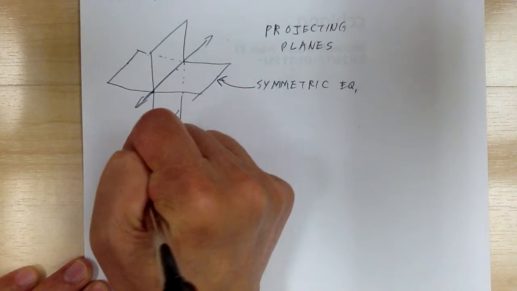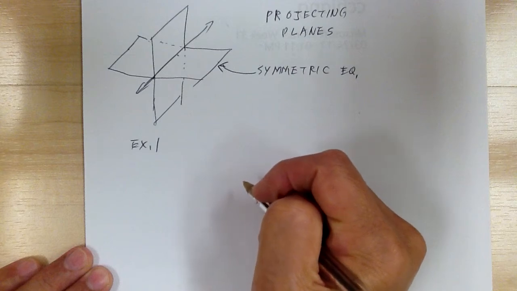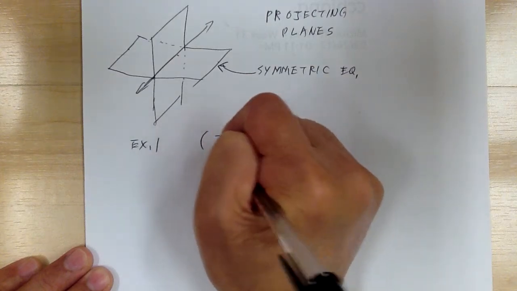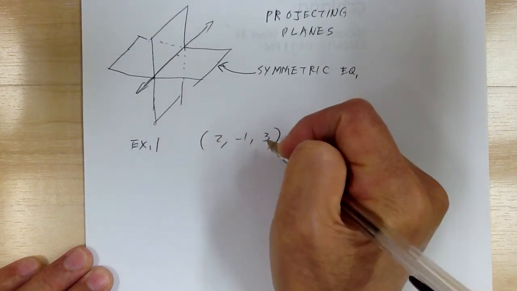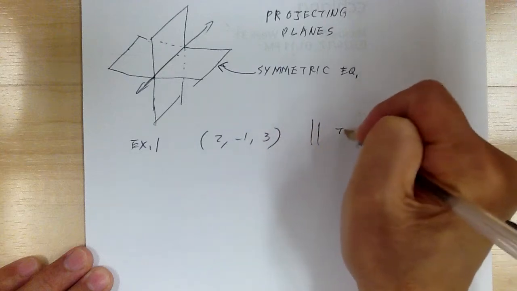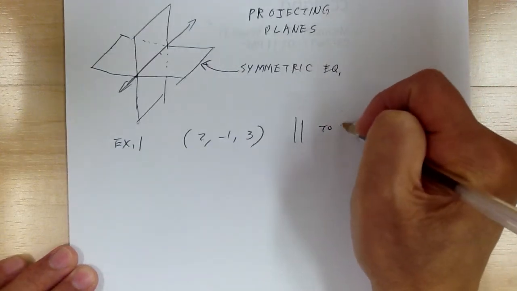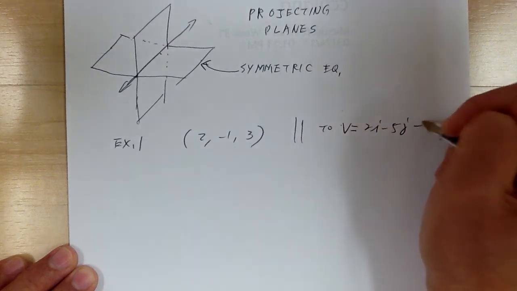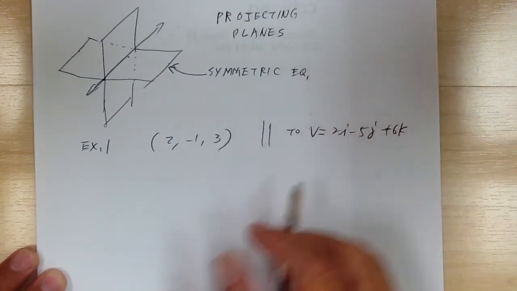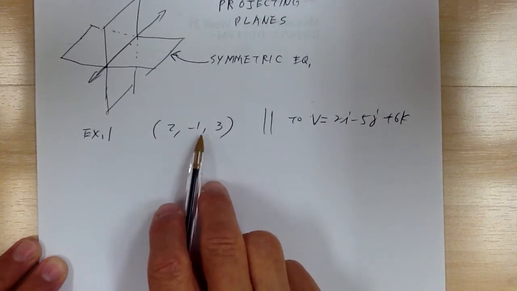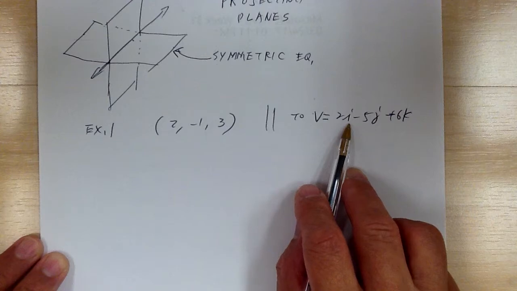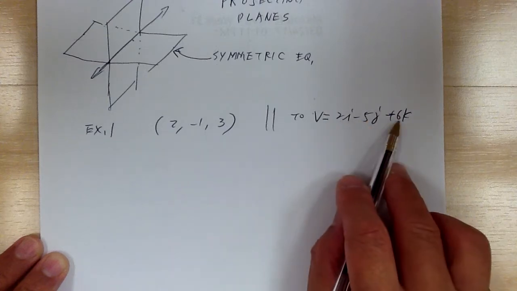So in example 1, it says find a symmetric equation that represents a line passing through the point (2, negative 1, 3), and it's parallel to v equal to 2i minus 5j plus 6k. So you're looking for the equation of the line in space that goes through this point and is parallel to that. Now these are your direction numbers.